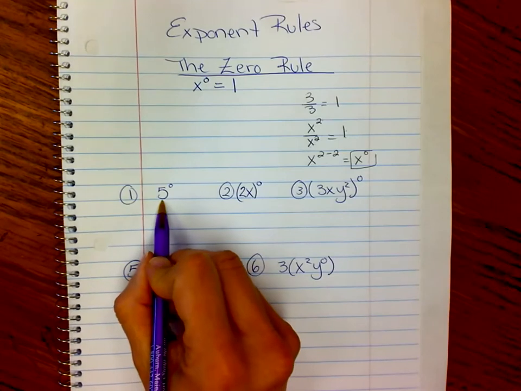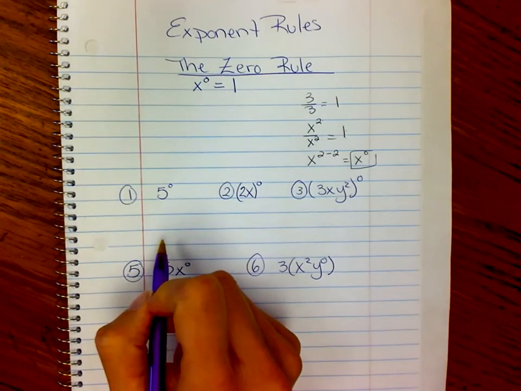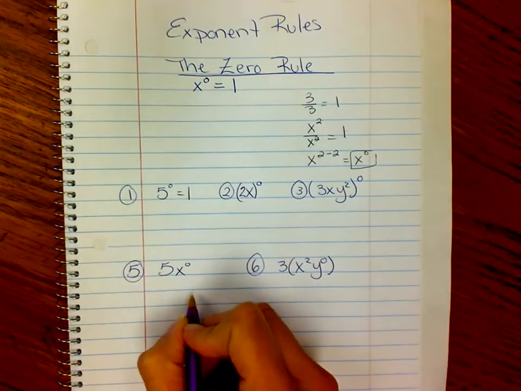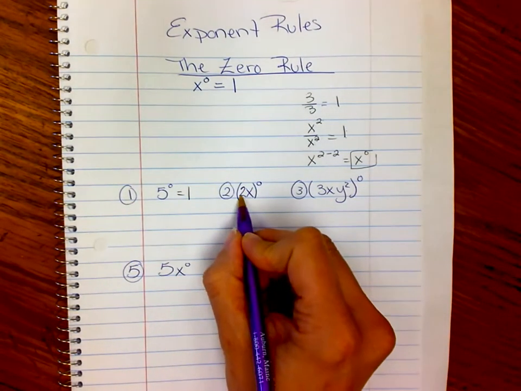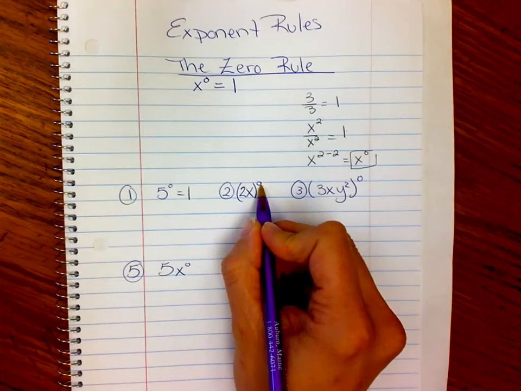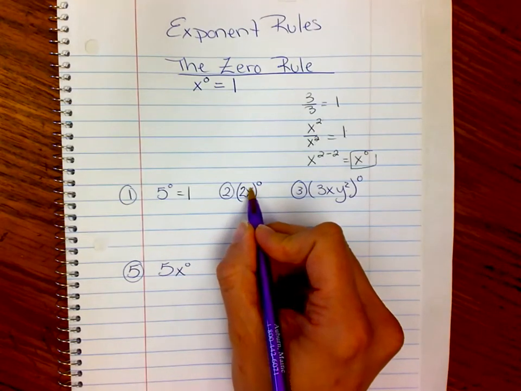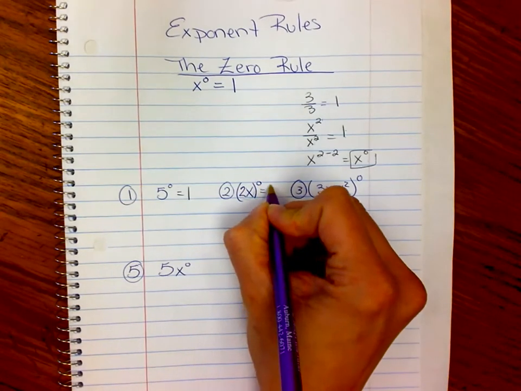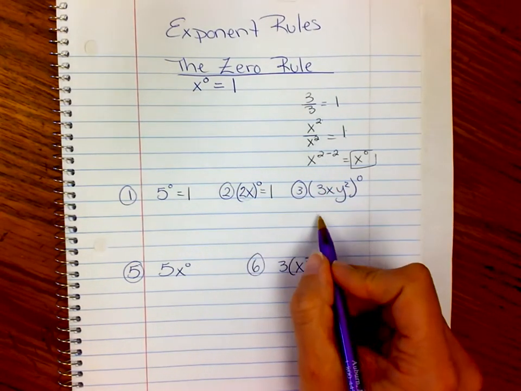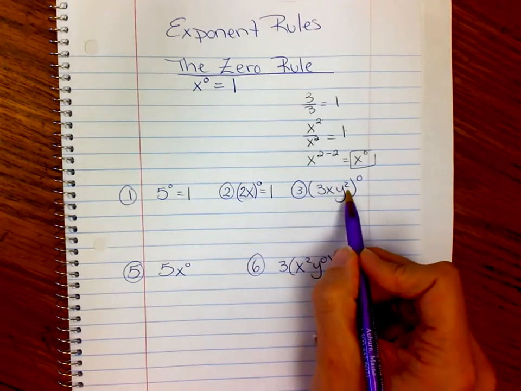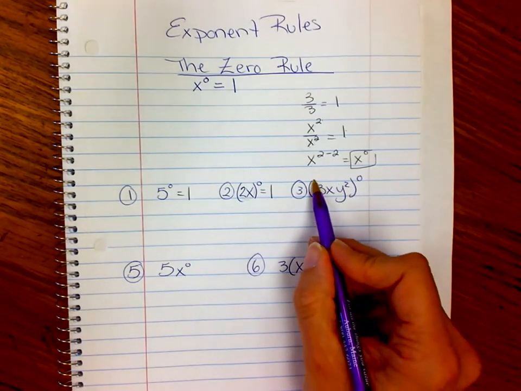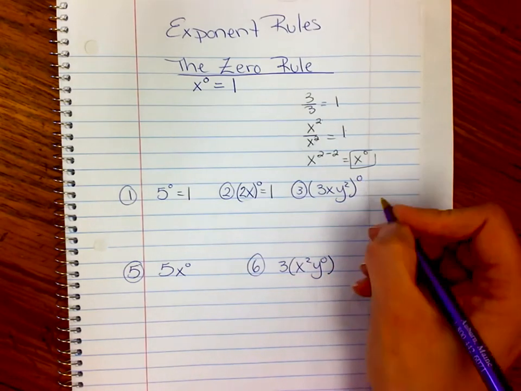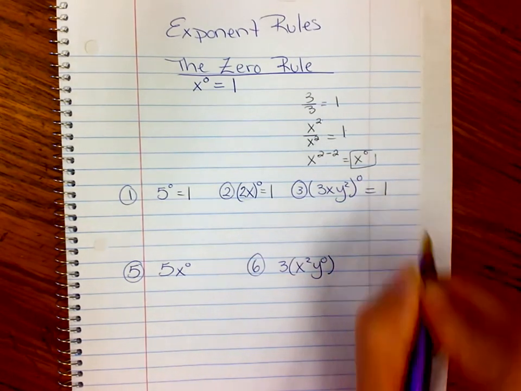So I have 5 raised to the 0 power. Well, anything raised to the 0 power is 1. So that is 1. In this one I have 2x raised to the 0 power. Well, anything raised to the 0 power is 1, and if the whole thing is raised to the 0 power, then that's 1. Again, it doesn't matter how many things you have in there. You can have a string of 10 things. If it's in parentheses and outside the parentheses, it's raised to the 0 power, it is 1.